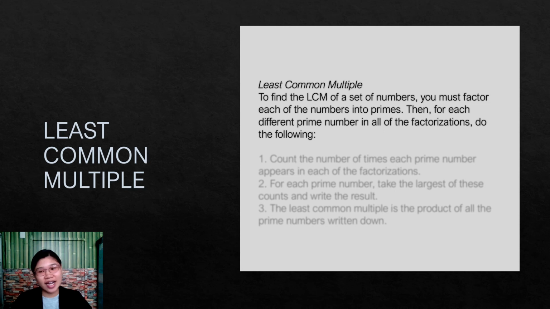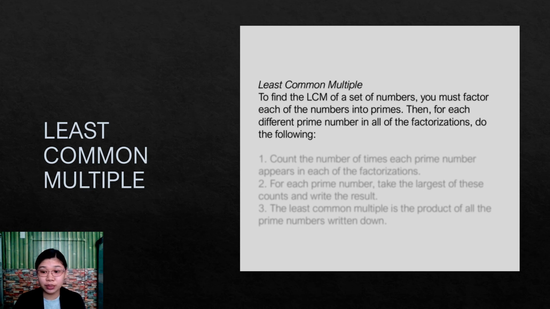So, here's our last topic for today, the least common multiple. To find the least common multiple of a set of numbers, you must factor each of the numbers into primes. Then, for each different prime number in all of the factorizations, do the following. Many of you, or even me, get confused between the least common multiple and the greatest common factor. So, here are my suggested steps on how to do this.